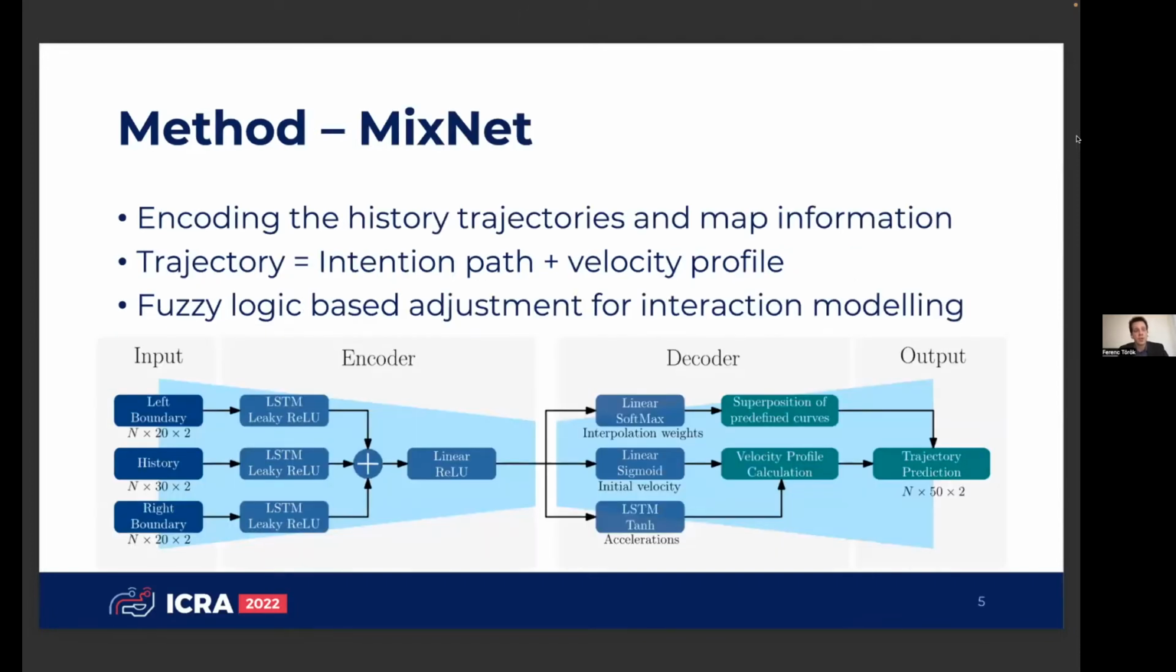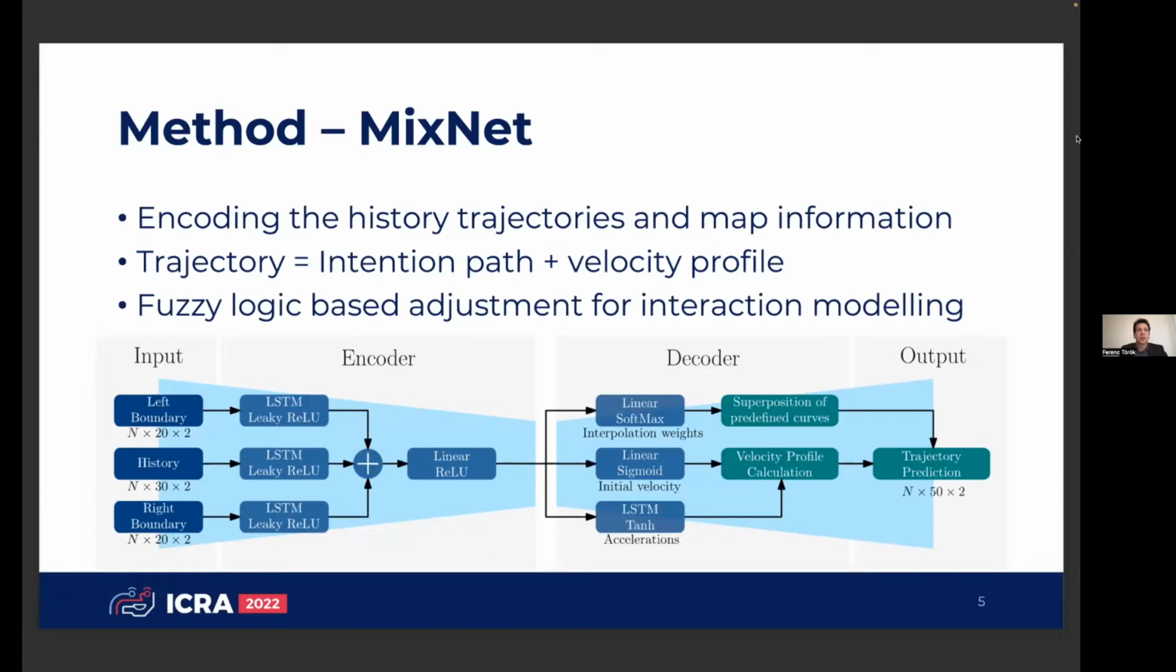In recent years, recurrent neural network-based encoder-decoder architectures have dominated the field of motion prediction, as these networks are very good at modeling distributions in temporal data. However, being deep neural networks, their application in safety-critical systems is cumbersome. What we came up with is an encoder-decoder neural network architecture that we call MixNet.